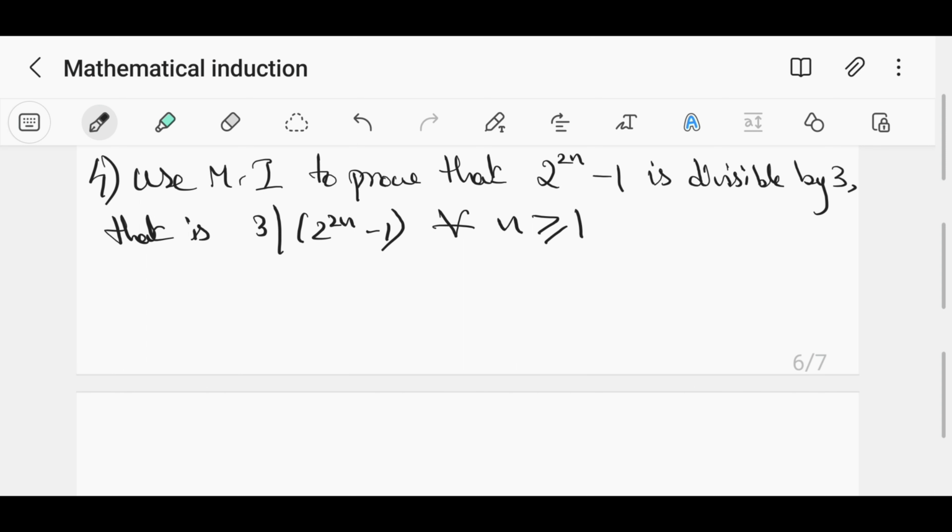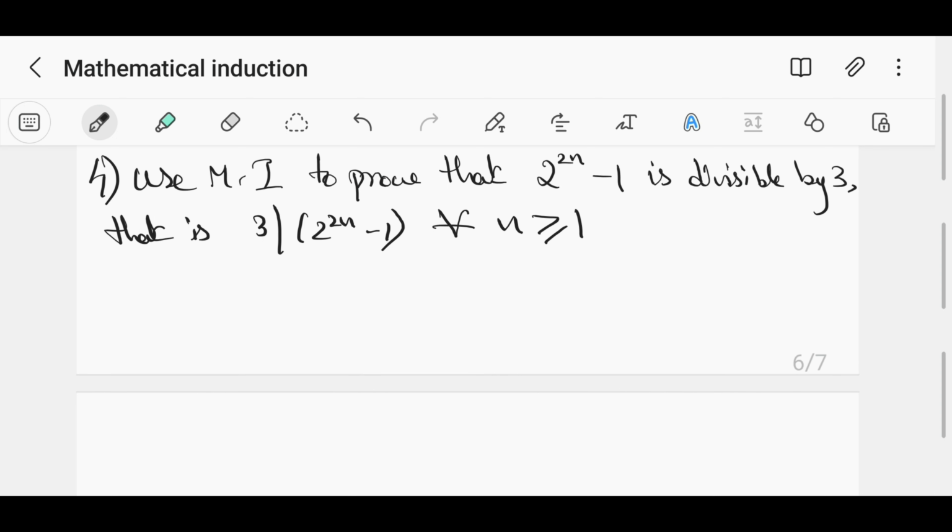I hope you have understood the previous problems. Similar to that, this is a different kind of problem. Here also you have to use mathematical induction to prove that 2 to the power 2n minus 1 is divisible by 3. That is, 3 divides 2 to the power 2n minus 1 for all n greater than or equal to 1. So try solving along with me.